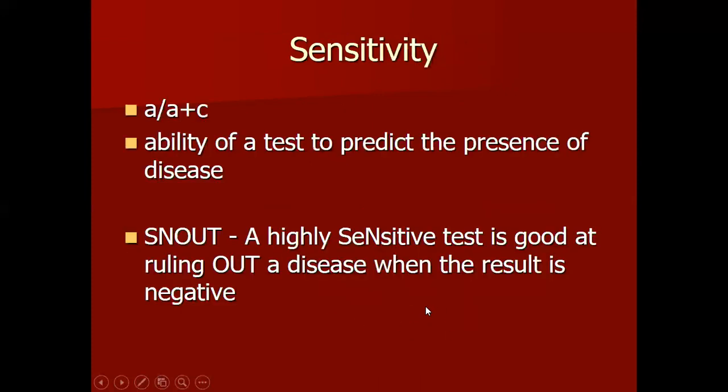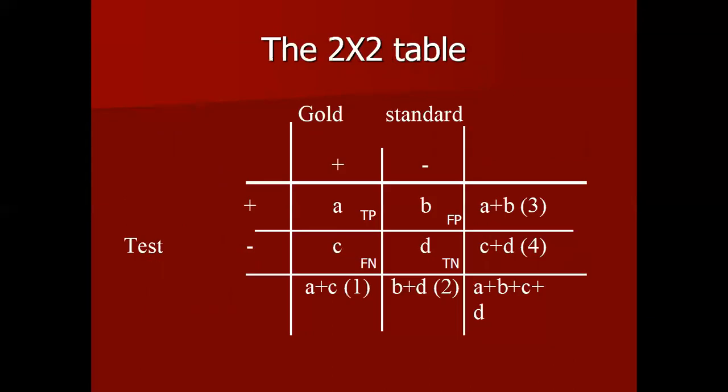So the first measure I want you all to get is sensitivity. Sensitivity is A over A plus C. Please put the A plus C in brackets. It is the ability of a test to predict the presence of a disease. The other word for sensitivity is not on the slide, but you can note it down: the true positive rate. Here, A was the true positives, so A over A plus C is what we call the true positive rate, which is the same as sensitivity.